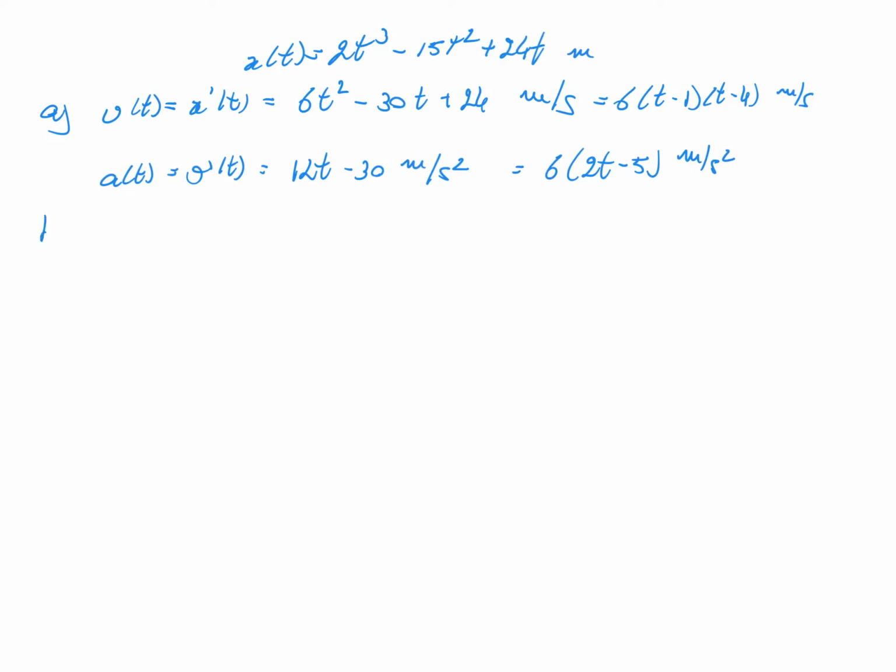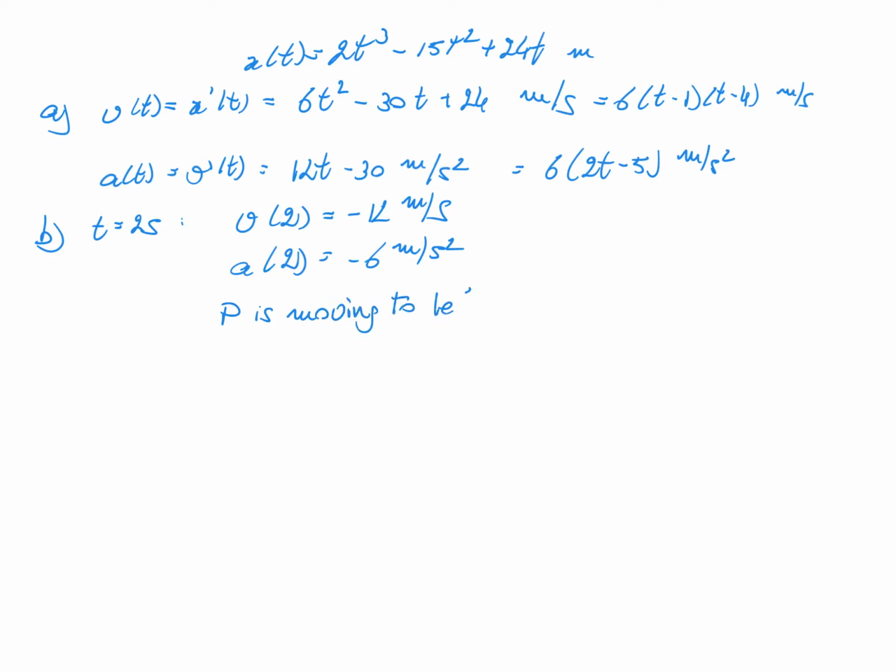For b, we have to see what happens at the moment t equal to 2 seconds. So we just plug it in. We get that the velocity at the point 2 is equal to minus 12 meters per second, and the acceleration at the point 2 is equal to minus 6 meters per second squared. So we can say that the point P is moving to the left. Why to the left? Because my velocity is negative, and it moves to the left at a speed equal to 12 meters per second.